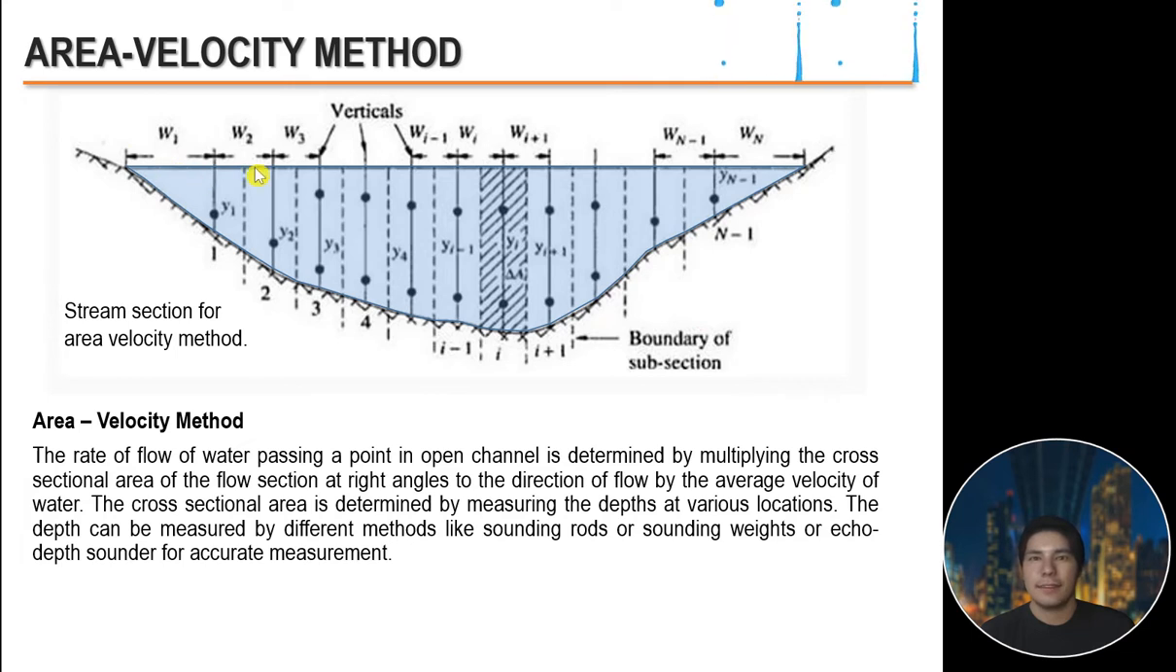Okay, so parang ganito, no? Yung nakikita natin. So meron tayo ditong mga segment W1, W2, W3, and then we have this boundary section, no? So bali ito yung stream section for average velocity method.